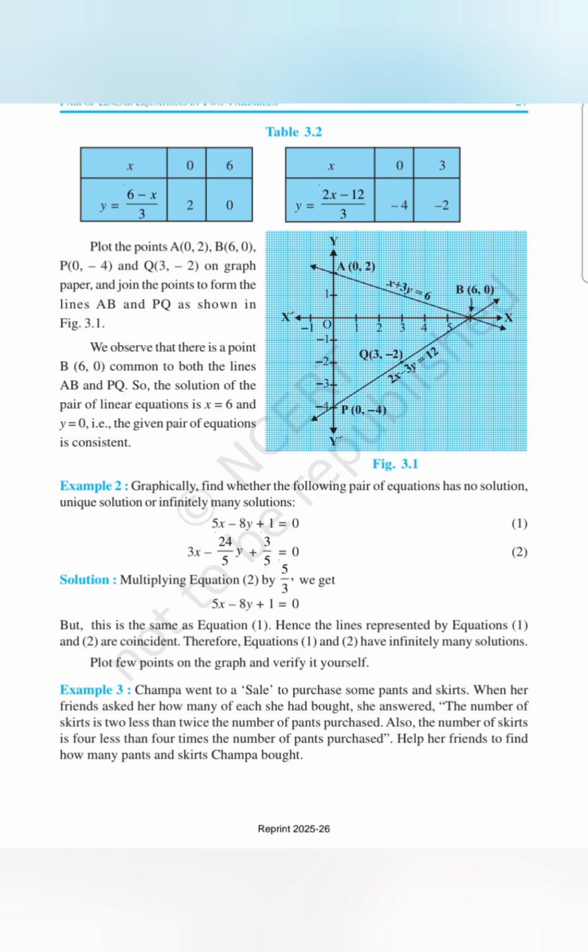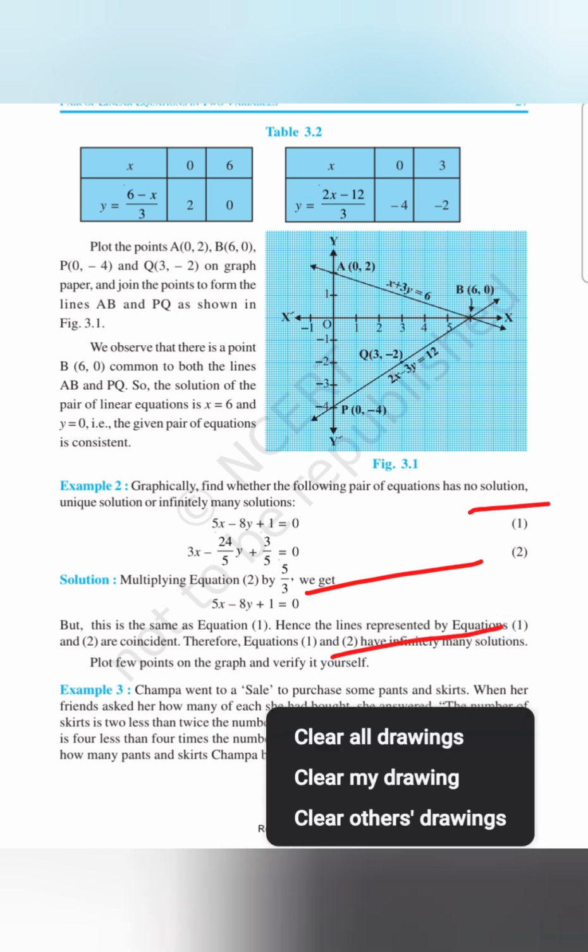Example 2: graphically find whether the following pair of equations has no solution, unique solution, or infinitely many solutions. See, if you draw the graph and find the lines intersecting at exactly one point, you can say it has a unique solution. If they lie on each other, if they coincide, you can say they have infinitely many solutions. Or if you draw the graph and you get the lines as parallel, you can say they have no solution. So that's how you do this problem.